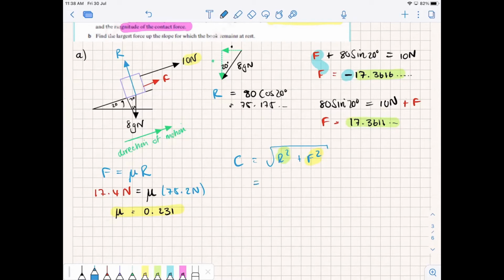Right, if I take R squared plus F squared and I square root that, I'm going to round to 3 significant figures and I'm going to get 77.2 newtons. So that's the total contact force. Right? So the total amount of force generated by the surface. So the surface is not only pushing up with a certain amount of force, it's also creating this friction force. And in our case, this is the magnitude of that force, combined.